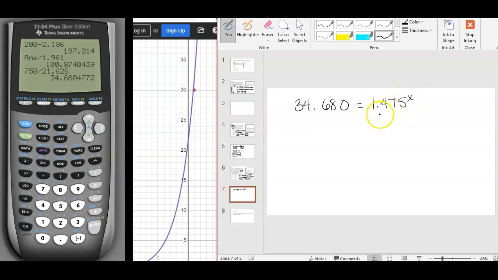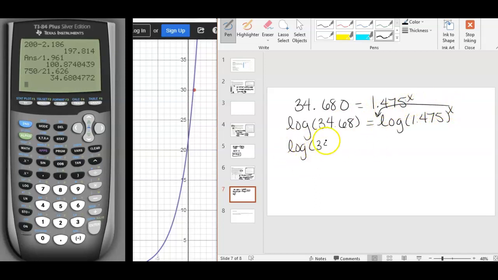Okay, so now what we can do to solve is we can take the log or the ln of both sides to get this x out of the exponent. So I'm going to just do log. So we have log of 34.68 equals a log of 1.475 to the x. And what I can do now is use the power rule to bring this x down here. So I have the log of 34.68 equals x log 1.475.